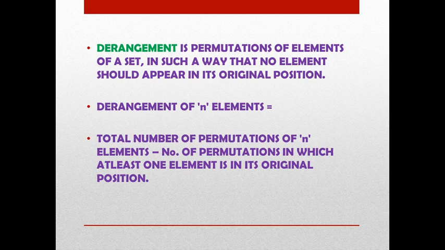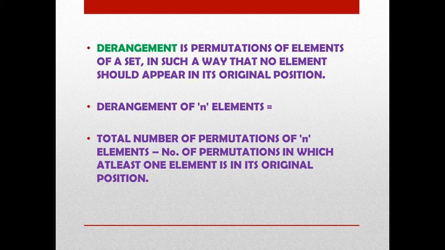What is derangement? It is a permutation of the elements of a set in such a way that no element appears in its original position. So what does that mean? If you arrange the given elements and call the arrangement a derangement, then the elements should be arranged so that no element appears in its original position. So essentially the formula is: derangement of n elements is equal to the total number of permutations of n elements minus the number of permutations in which at least one element occurs in its original position.